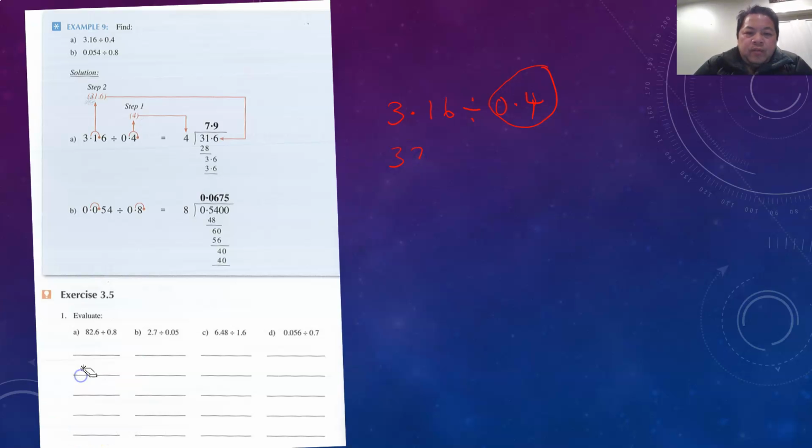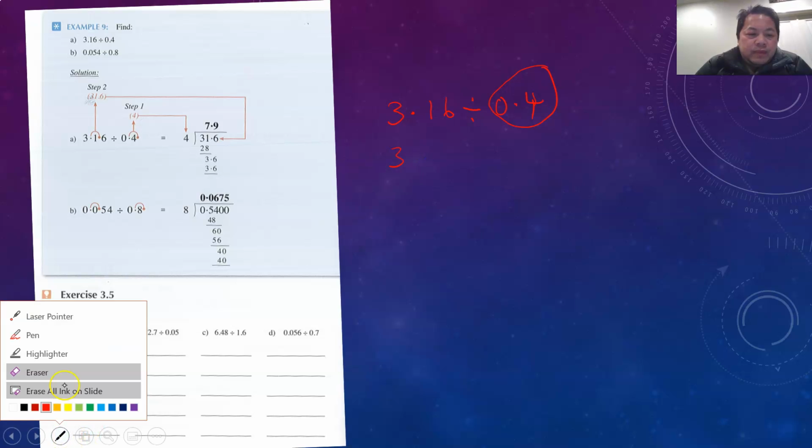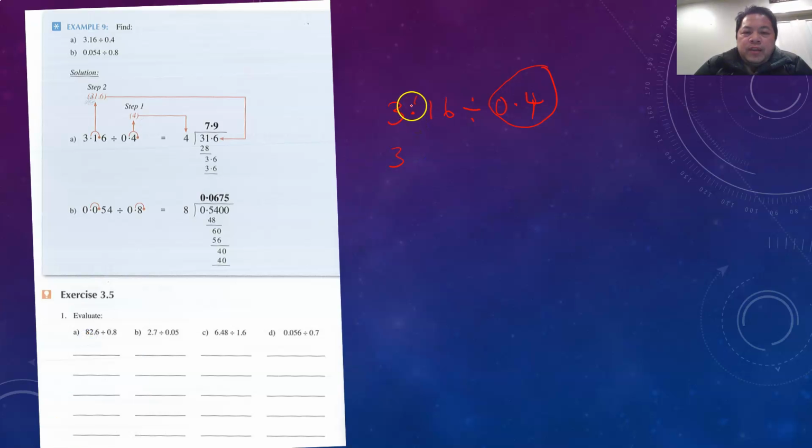Okay, so bear that in mind. So I move one decimal point, and I get 31.6 divided by 4. So from here, 31 divided by 4 is actually 7, isn't it? 28, so remainder 3. Align decimal in decimal. 36 divided by 4 is 9. That's how I get 7.9 as the answer.